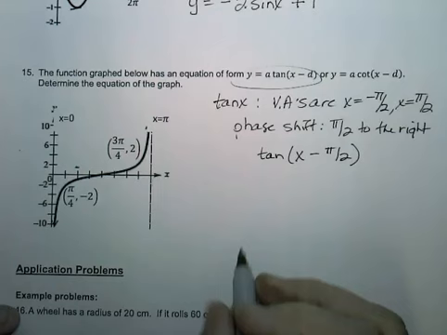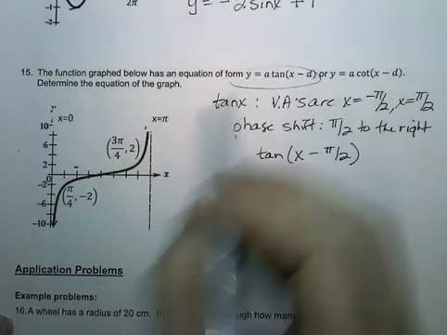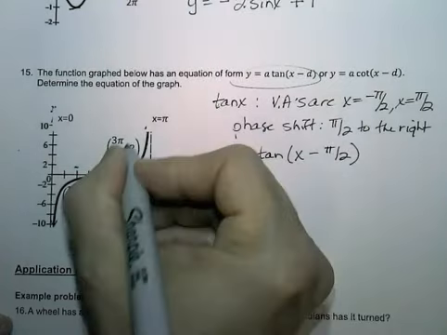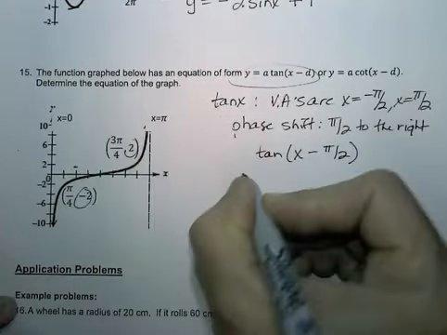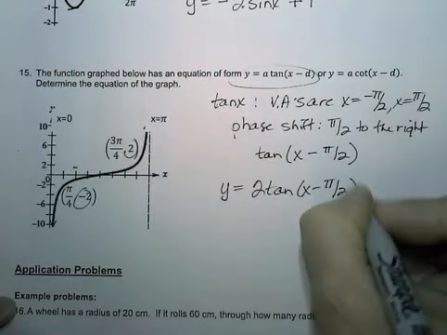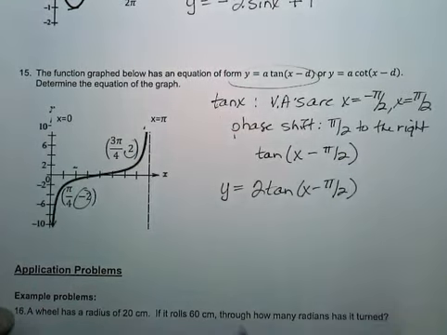Now I still need to figure out if there's a vertical stretch. For that, I'm going to look at my quarter point and my 3/4 point. And for this, I'm looking at the y values. Normally at the quarter and the 3/4 points, these are -1 and +1. Since they're -2 and +2, that means my a must be 2. That gives me the final answer that I needed, and this is 2 times the tangent of x minus pi over 2.